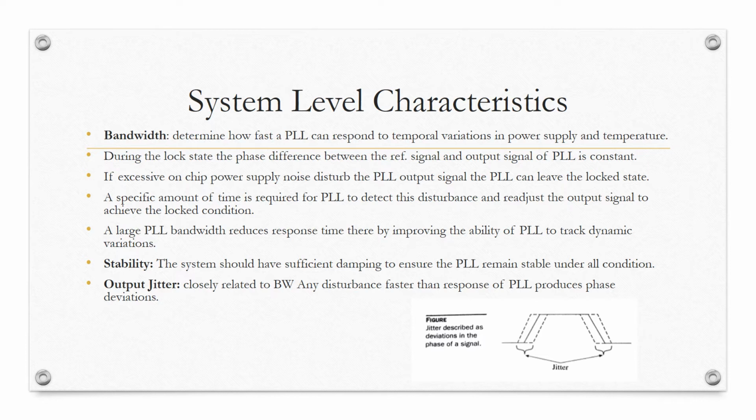Another specification is stability. The system should have sufficient damping to ensure the PLL remains stable under all conditions. What is output jitter? It is closely related to bandwidth. Any disturbance faster than the response of the PLL produces phase deviations.